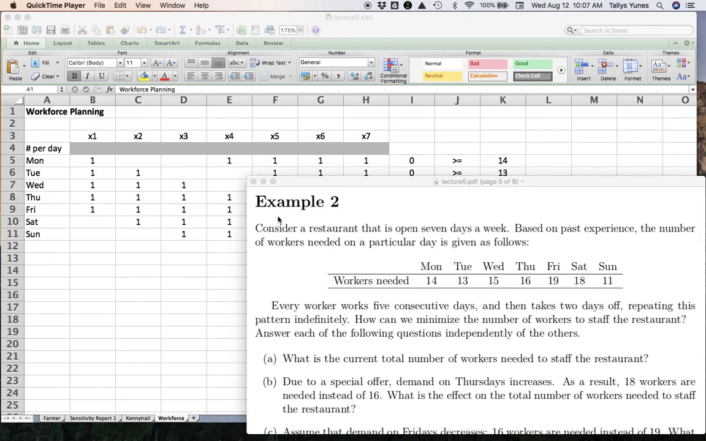But if you're already familiar with those concepts of shadow prices and reduced costs and allowable increases and decreases, this video is for you, just to practice that a little bit more and gain more confidence in using those tables.